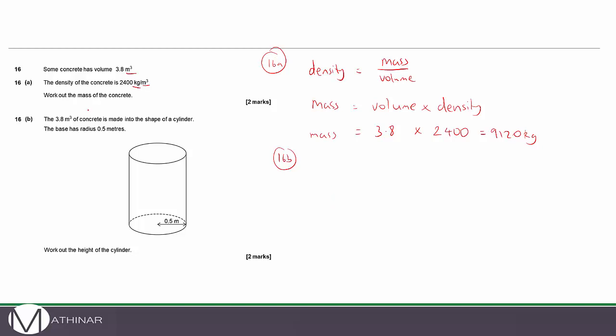Okay, so we are told the volume, we are told the radius, and we need to work out the height of the cylinder. So we're going to start off by writing down the formula for the volume of a cylinder. So the volume of the cylinder is pi r squared multiplied by h. And let's substitute in what we know. So we know that the volume is 3.8 is equal to pi multiplied by r squared, which is 0.5 squared, multiplied by h. Let's rearrange this to get h on its own. So we'll need to divide through by pi times 0.5 squared.